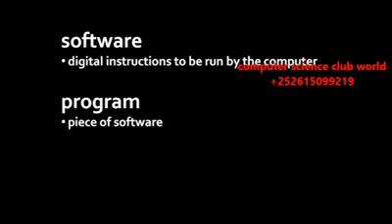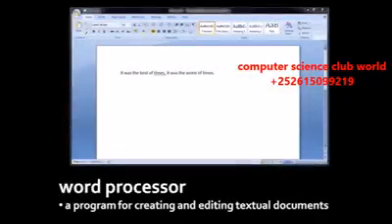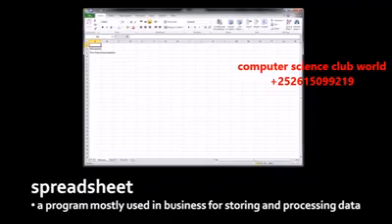Programs can be written to do all sorts of things, but here's the list of what are probably the 9 most commonly used types of programs today. First off, a word processor is simply a program for creating and editing textual documents. A spreadsheet is a program mostly used in business. It presents the user with a grid of rows and columns into which the user can plug data, and then the user can have the spreadsheet perform calculations upon these rows and columns, and also do things like, say, draw charts from this data.